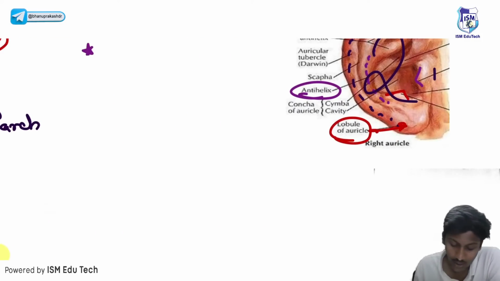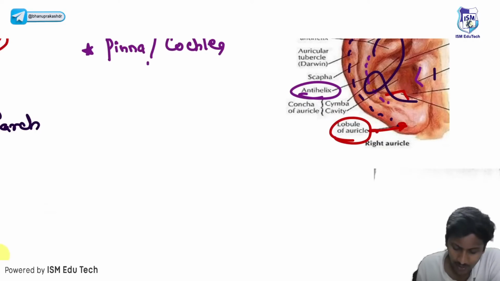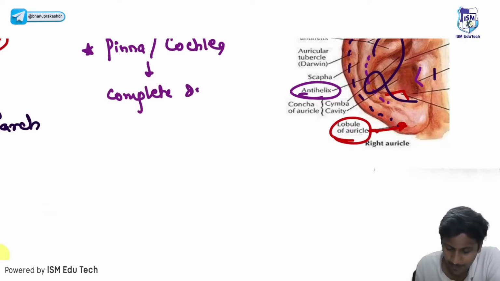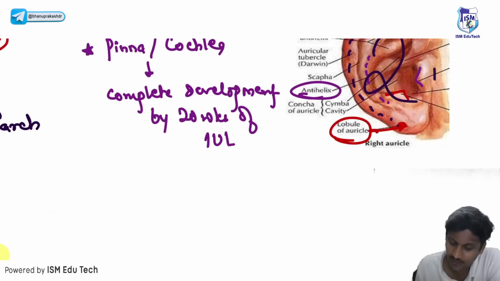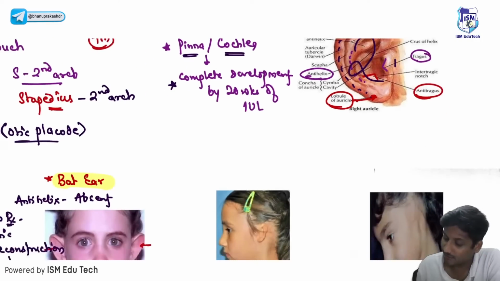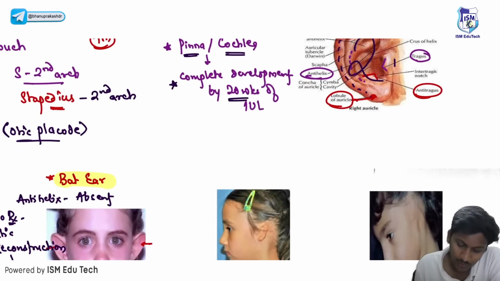So I'm telling you, important is there are two structures, that is the pinna as well as cochlea. Pinna and cochlea in the ear will complete their development by 20 weeks of intrauterine life. There will be a complete development of these two structures, pinna and cochlea, by 20 weeks of intrauterine life. So these are the two important structures you need to remember.